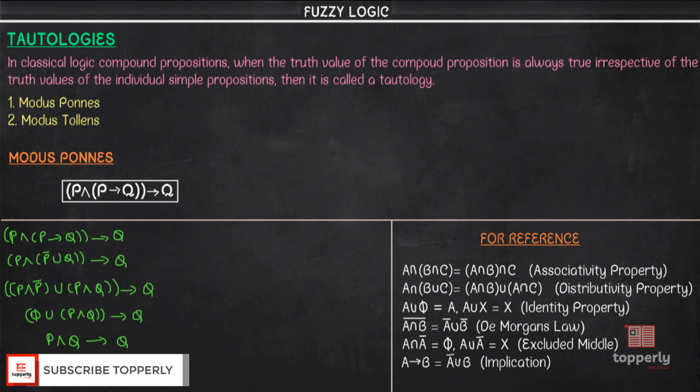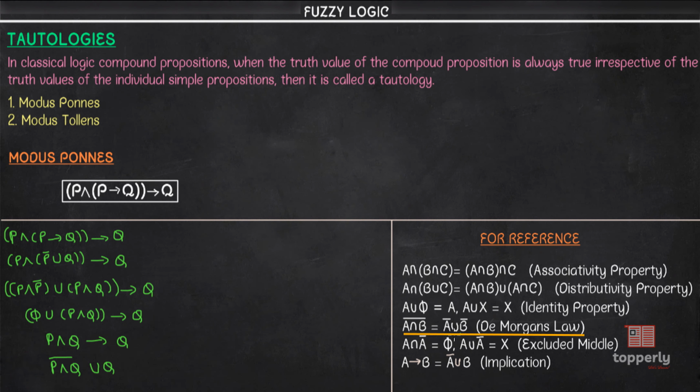Now applying De Morgan's property to this, here we can see De Morgan's law, which is given as A intersection B whole bar is given as A bar union B bar. So we can write this as P bar union Q bar union Q. And now let's apply the associativity property to this. So we'll have P bar union Q bar union Q.